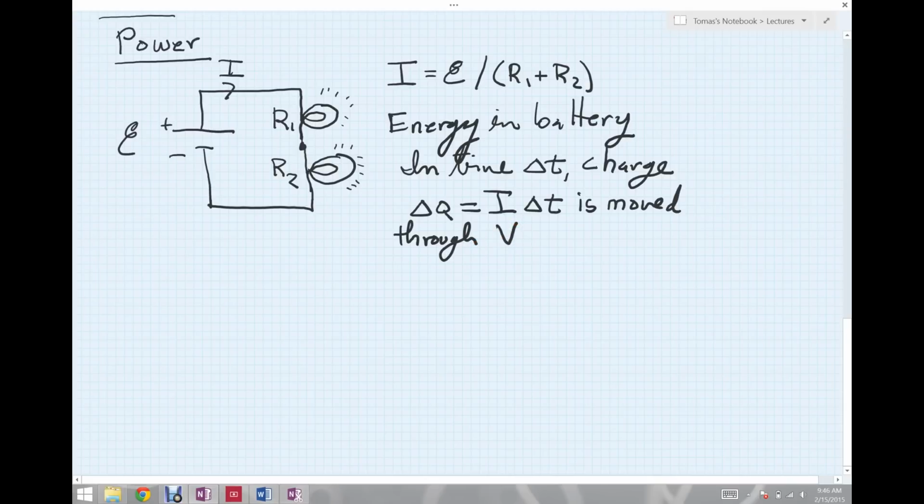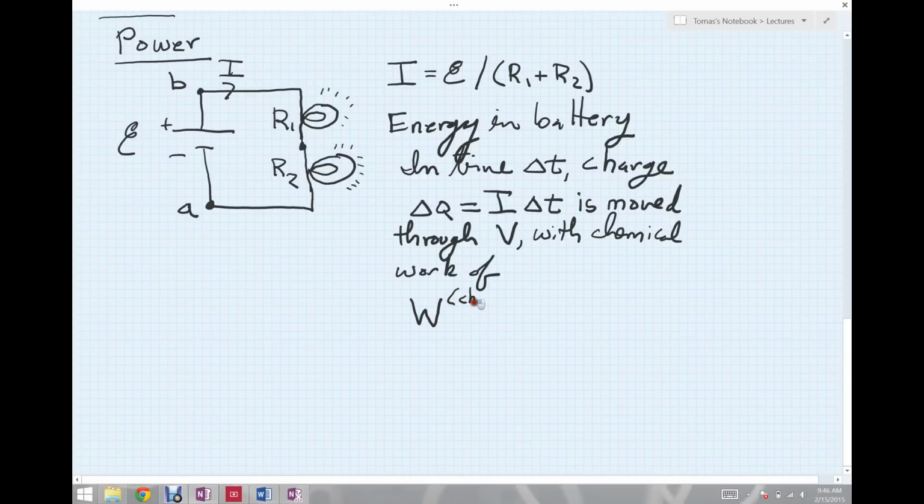V. And now let me label some terminals here. Let's call this point A, and up here is point B. In a given time delta t, that amount of charge is pumped. The battery takes it from A and pumps it through the battery up to B. And we can think about how much work is then done by the chemical reaction, the chemical work. This is the work now done by the chemical reaction.